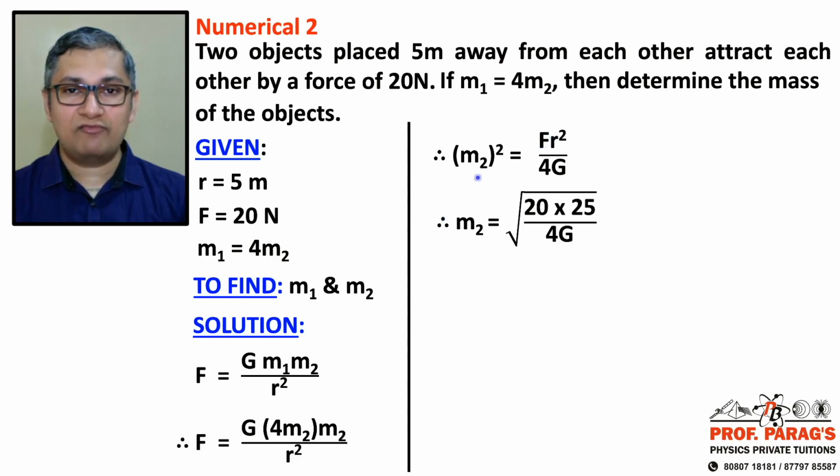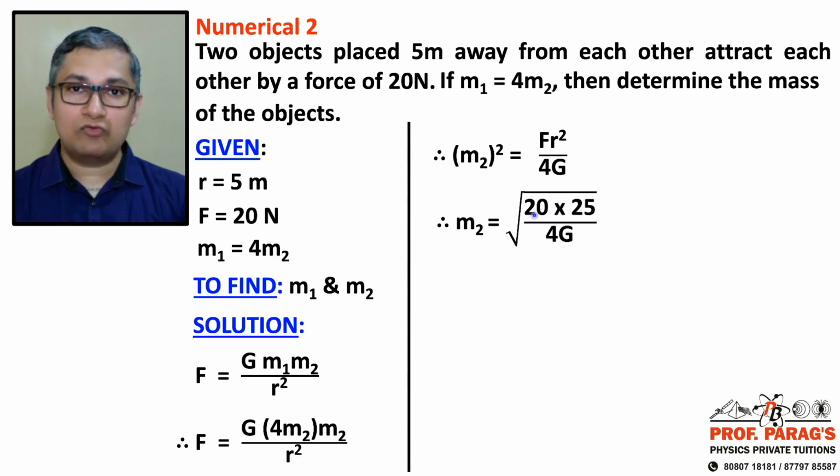What is the value of F? F is 20 newtons. R square, R is 5. So 5 square is 25 divided by 4 times G. So if I just divide 20 by 4, I'm going to get 5. So I'm getting 25 into 5 in the numerator.